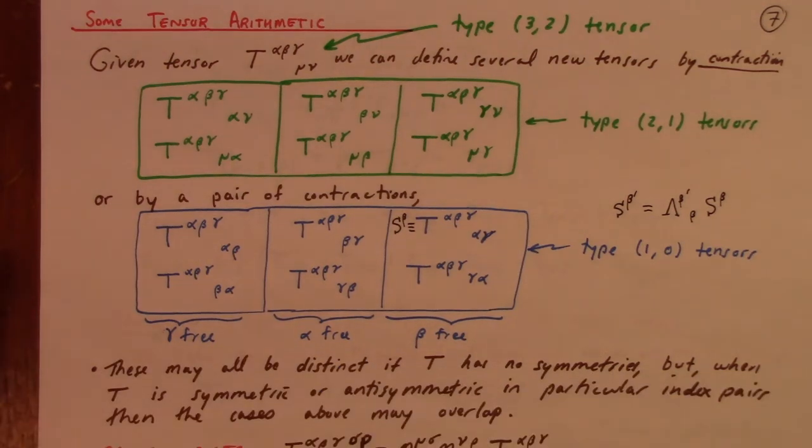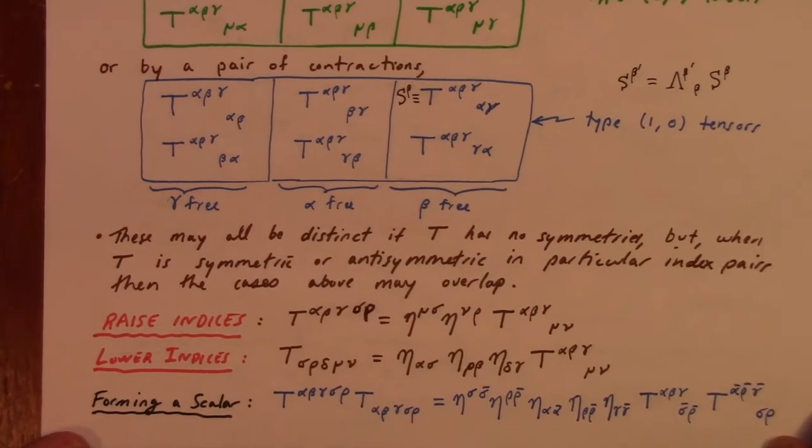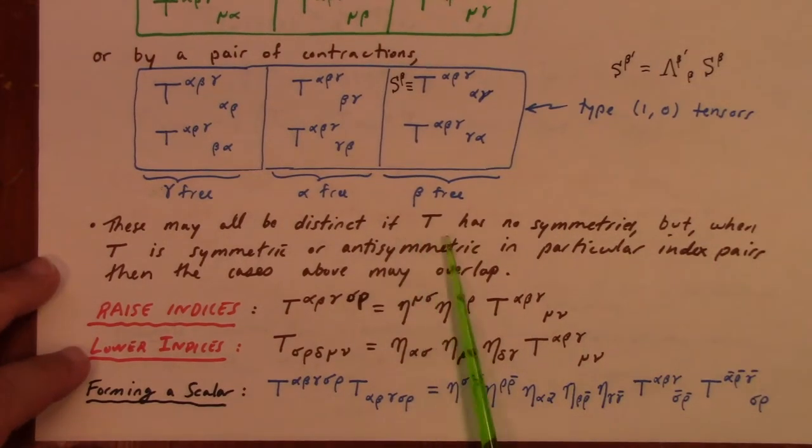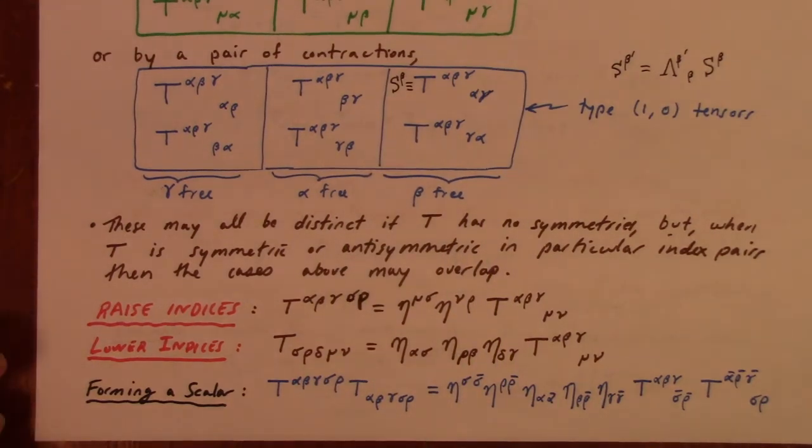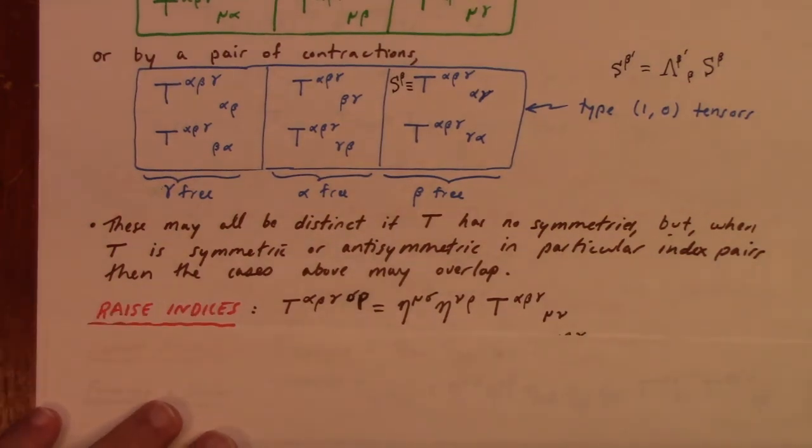Okay, just to explain what's going on here, these may all be distinct if T has no symmetries, but when T is symmetric or anti-symmetric, in particular index pairs up here, it could be that some of these different contractions in fact are the same animal. A couple more comments here. If you want to raise the indices on this gadget, like raise these last two indices, you could talk about T alpha beta gamma sigma rho, and the way to do that would be to put an eta mu sigma and an eta nu rho and contract those over the mu and the nu like so. That would be how to raise the last two indices on this tensor.